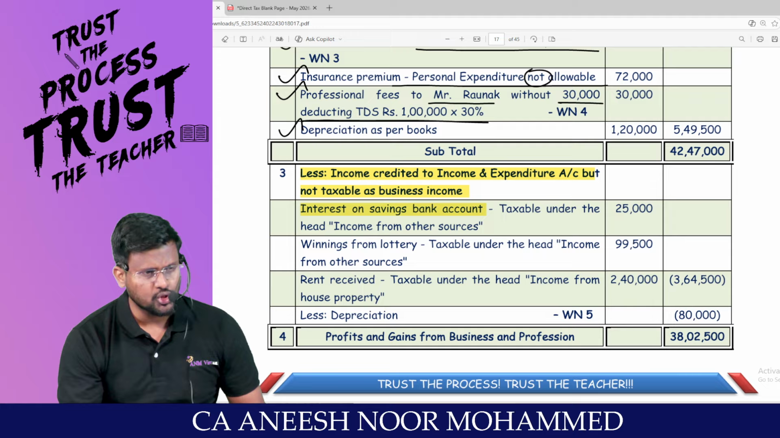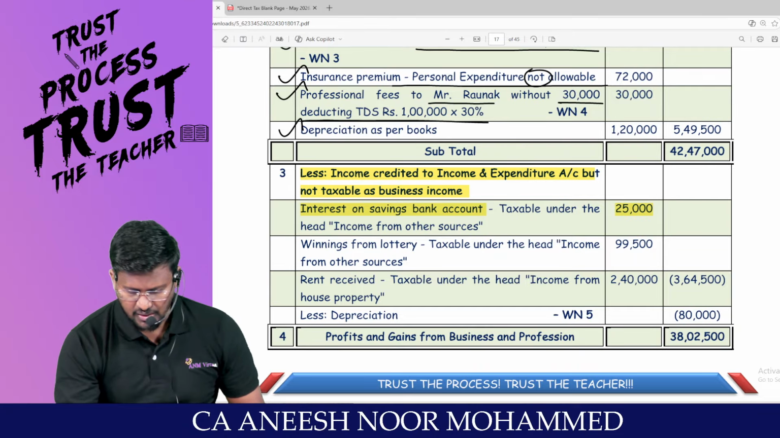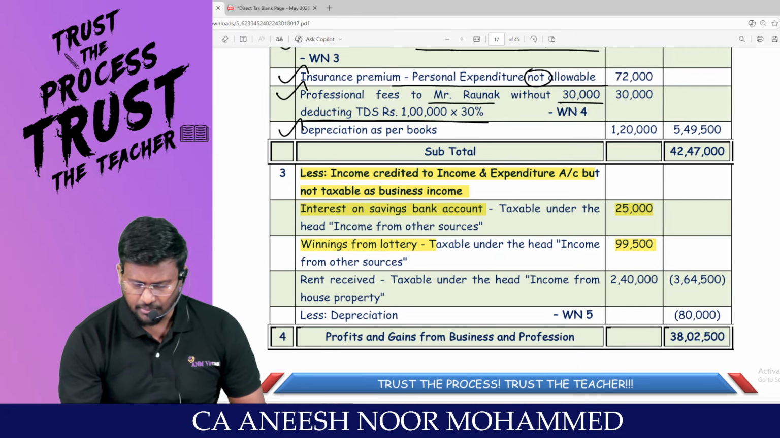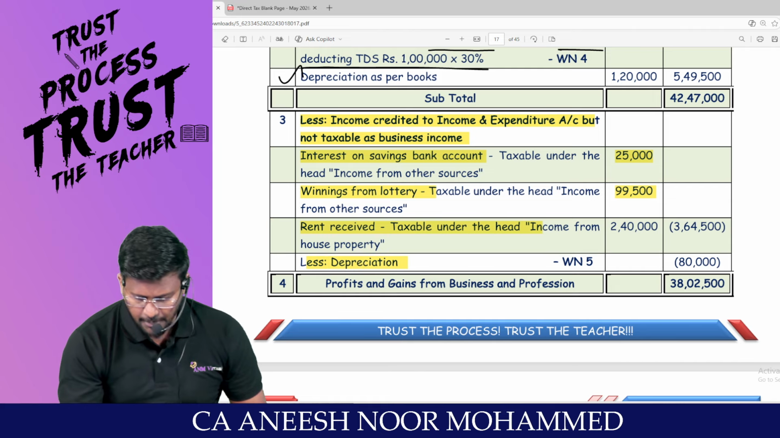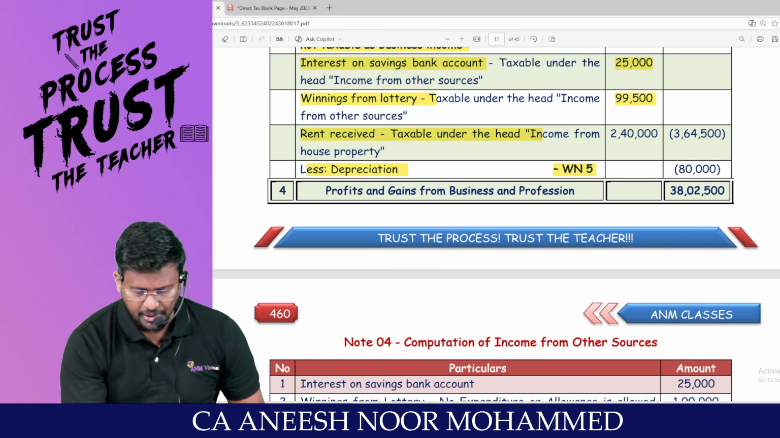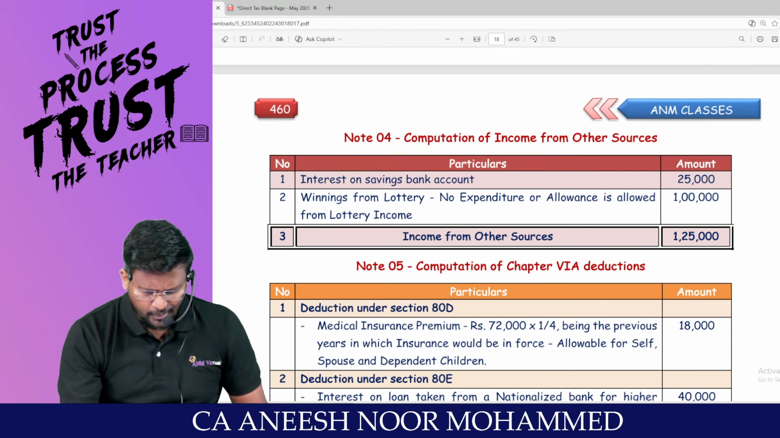Interest on savings account should be taxable under IFOS. Winning from lottery should be taxable under IFOS. Rent received should be taxable under IFHP. Less depreciation. We have to manually calculate the depreciation. You will get the PGBP. We can calculate, no problem at all.